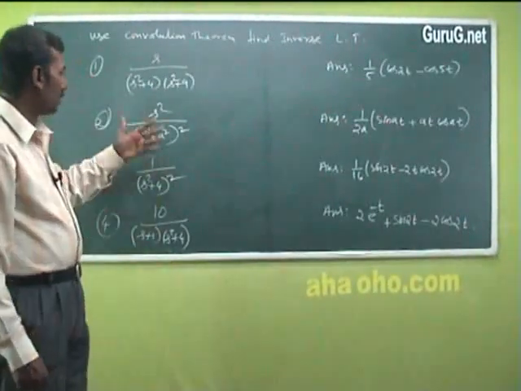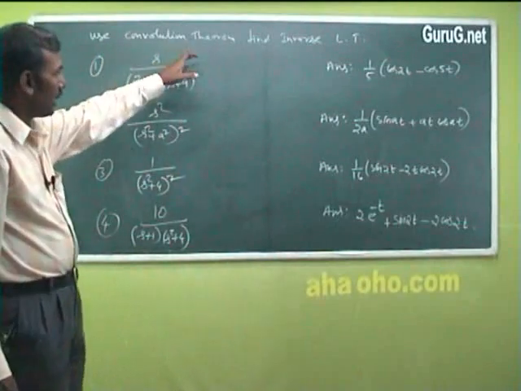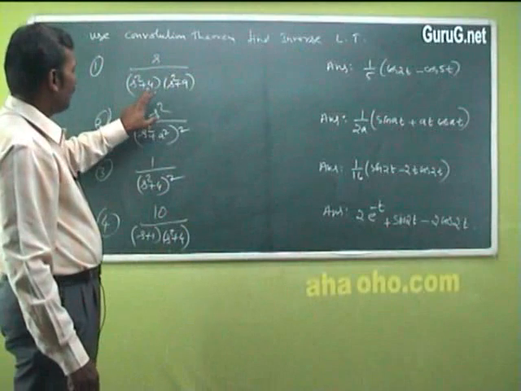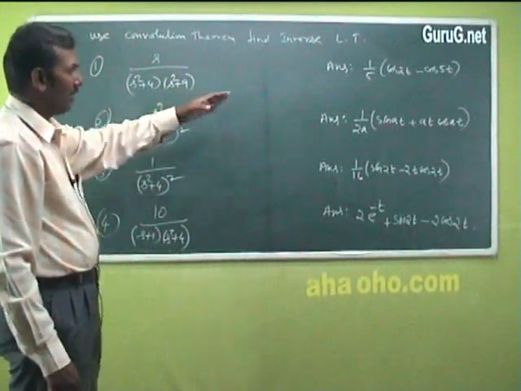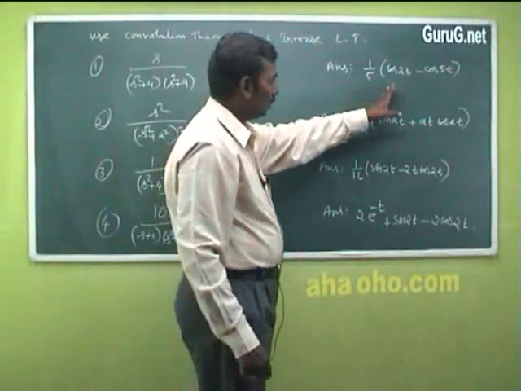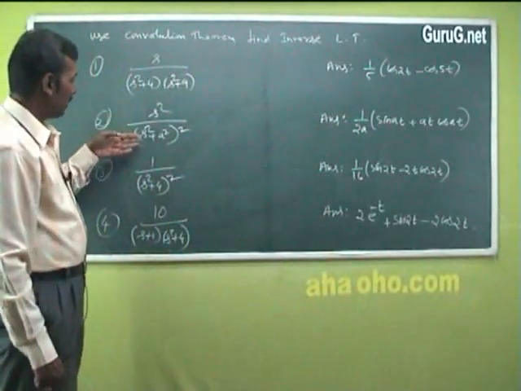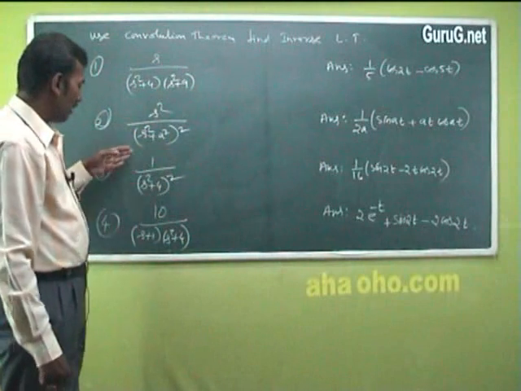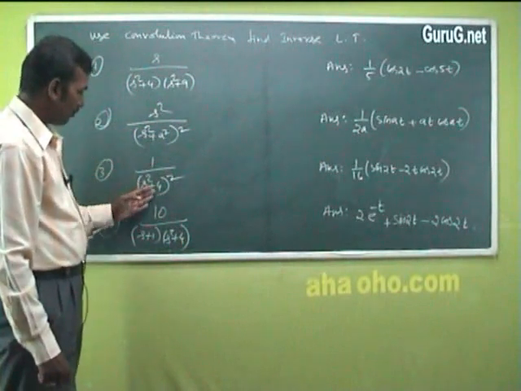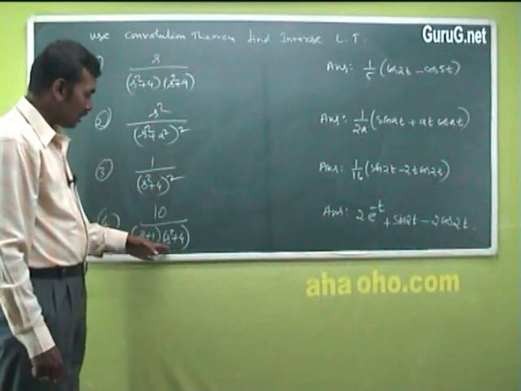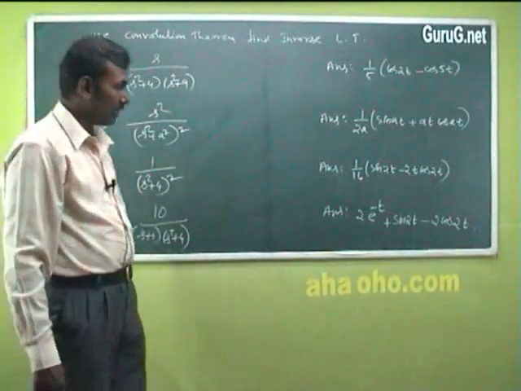Right? You try these problems. Use the convolution theorem to find the inverse Laplace transform. First, s by s square plus 4 into s square plus 9, and the answer is 1 by 5 cos 2t minus cos 3t. The second one, s squared by s square plus a square, the whole squared. The third one, 1 by s square plus 4, the whole squared. Fourth one, 10 by s plus 1 into s square plus 4. So these were the corresponding answers.